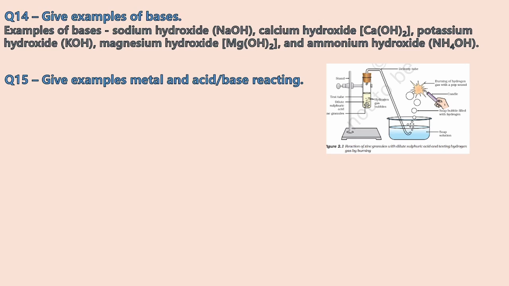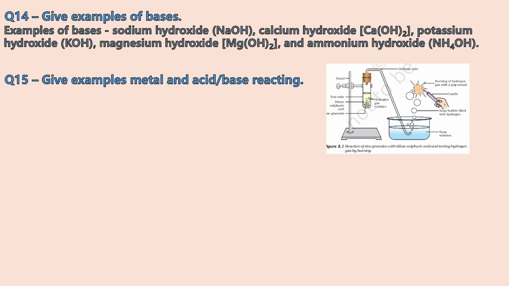Now here you can see the experiment wherein we have a test tube in which there are zinc granules and dilute sulfuric acid is added. What happens is hydrogen gas is formed, because as you know, when acid reacts with a metal, hydrogen gas is formed. It goes through the delivery tube into the soap solution, and it comes out as bubbles. Soap bubbles filled with hydrogen.